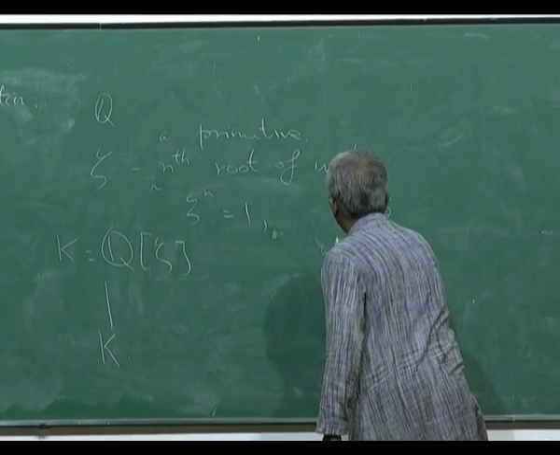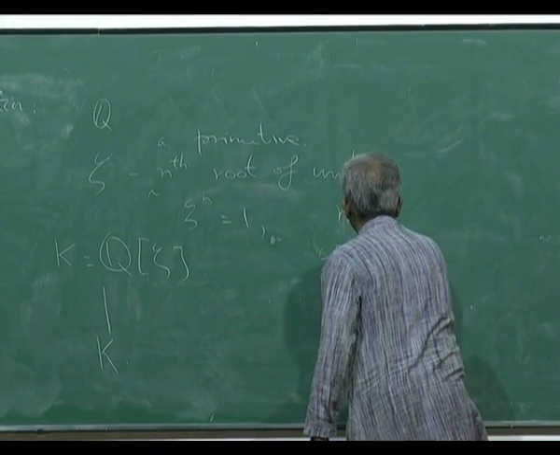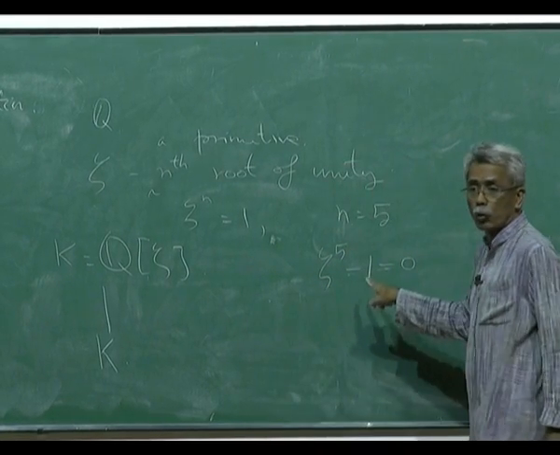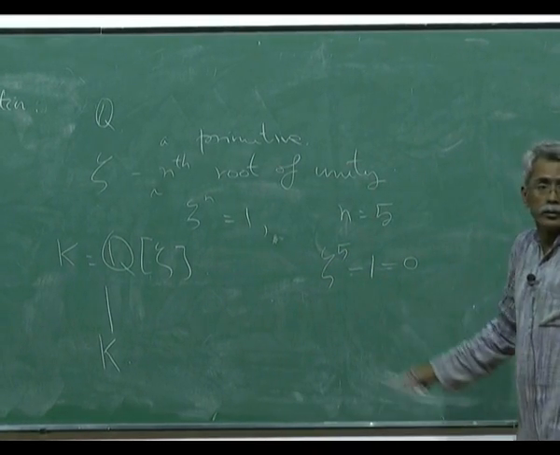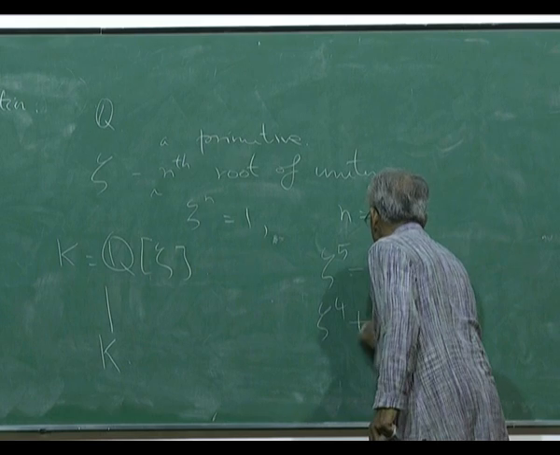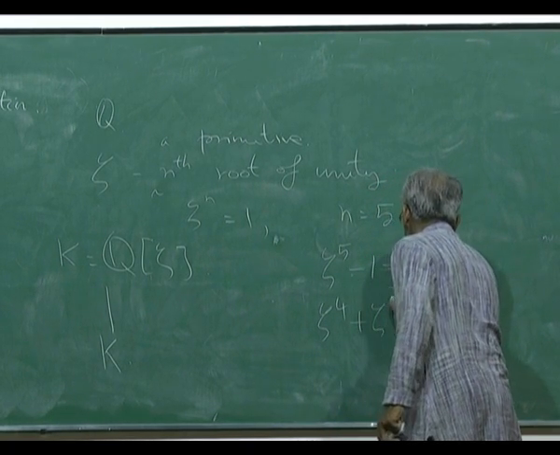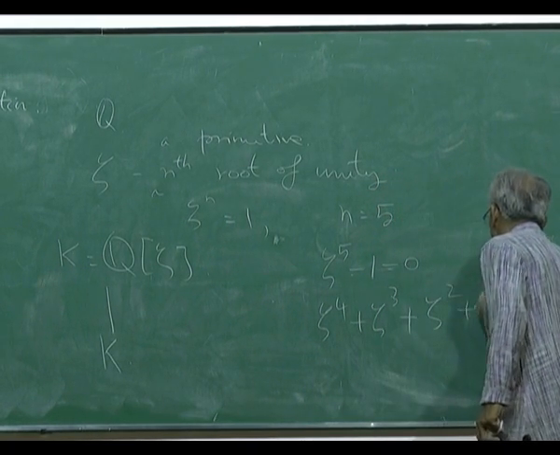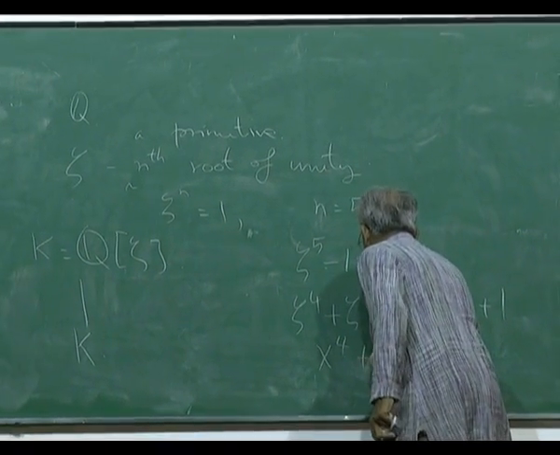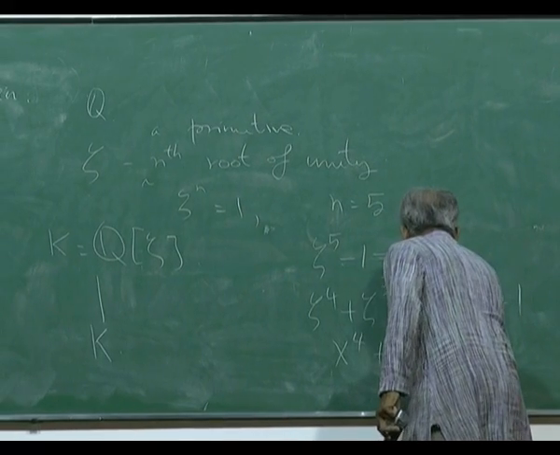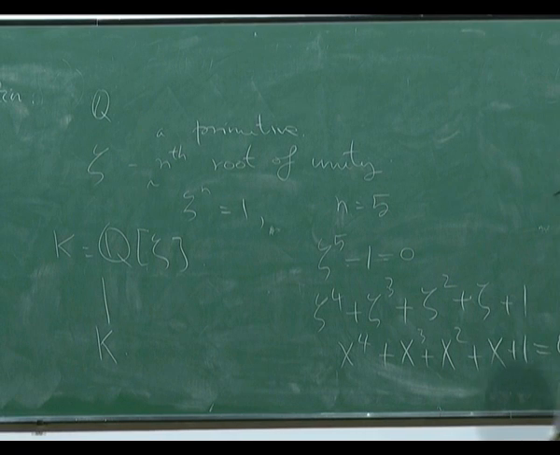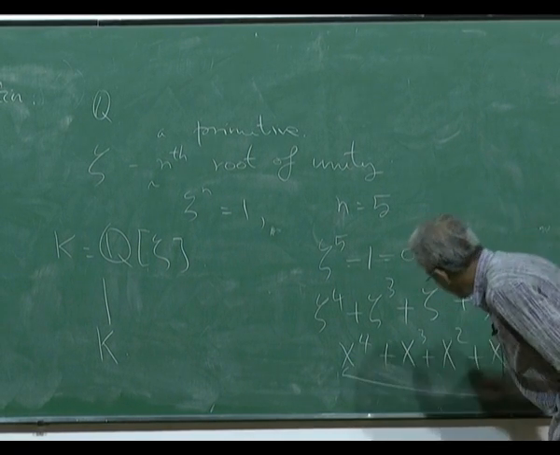Then zeta power 5 minus 1 is 0, but zeta itself is not 1. Therefore I just divide by zeta minus 1 and I get zeta power 4 plus zeta cube plus zeta square plus zeta plus 1. In other words, zeta satisfies this polynomial, x power 4 plus x cube plus x square plus x plus 1 equal to 0, and this polynomial is irreducible.